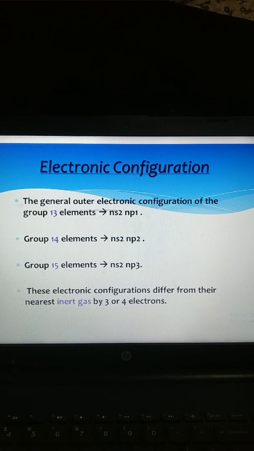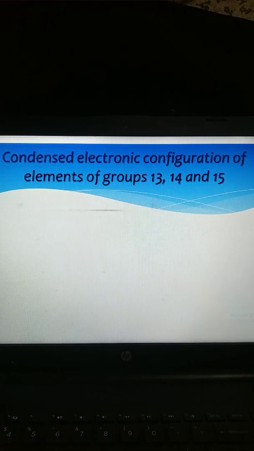So these electronic configurations differ from their nearest inert gas by 3 or 4 electrons. Whatever the nearest inert gases present in the periodic table, which have the nearest electronic configuration to these elements, they differ only by 3 to 4 electrons. That is, these elements have only 3 to 4 electrons more in comparison to the inert gases.